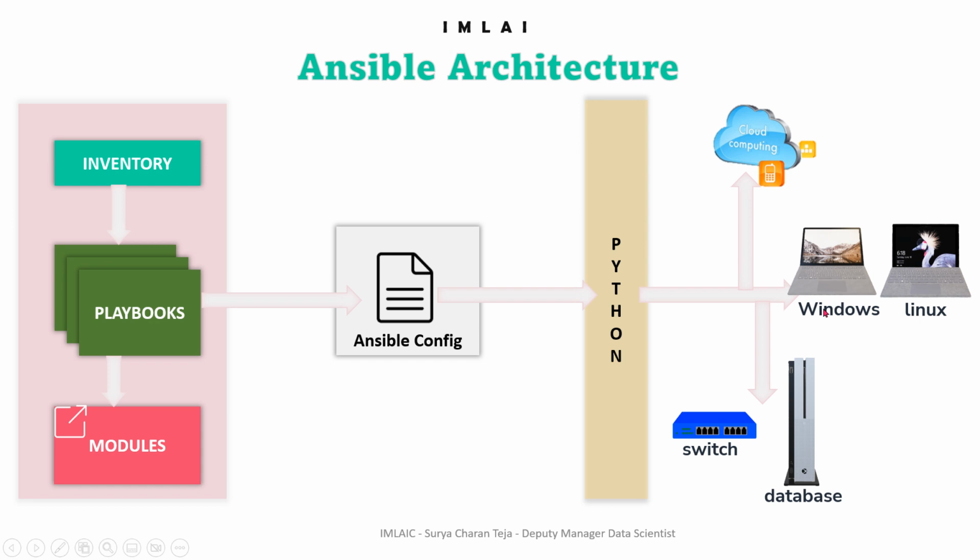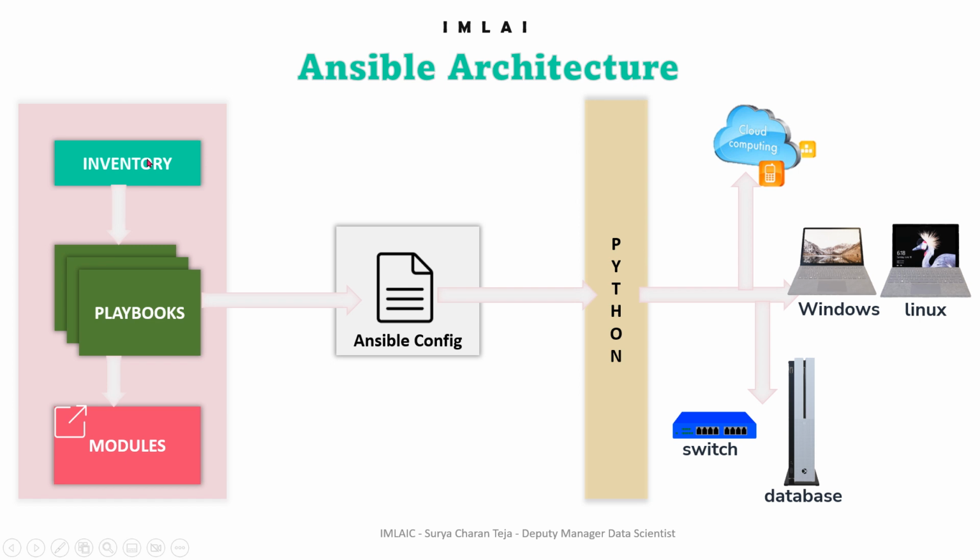Based on the destination, if it is Windows, WinRM is the one it uses to connect. If it is Linux, it uses SSH to connect with the Linux machine. If it is cloud computing, API. If it is a database, again Python modules. If it is a switch or router, it uses the Python modules and Python packages. That's how your Ansible architecture works.